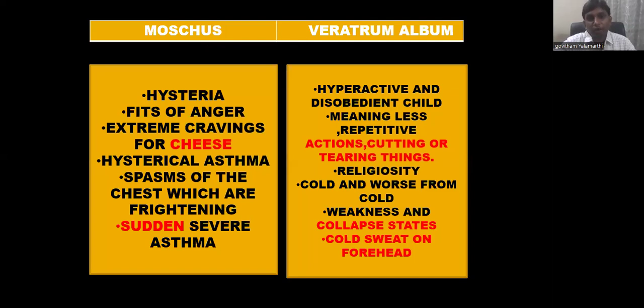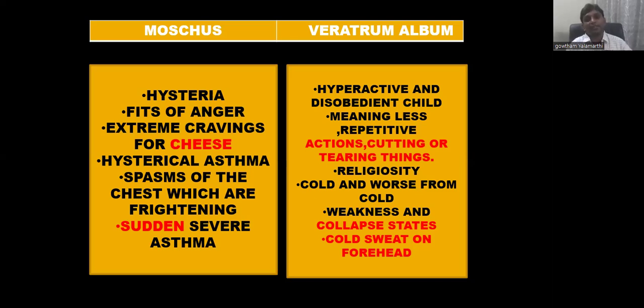So how would you differentiate between Moschus and Veratrum? Moschus is a hysterical drug. Fits of anger, extreme cravings for cheese, hysterical asthma, spasms of chest which are frightening, sudden severe asthma. So Moschus will have extreme craving for cheese, and they'll have a lot of spasms in the chest. The asthma will be very sudden, whereas Veratrum are a hyperactive and disobedient child. We can think of this drug in ADHD.